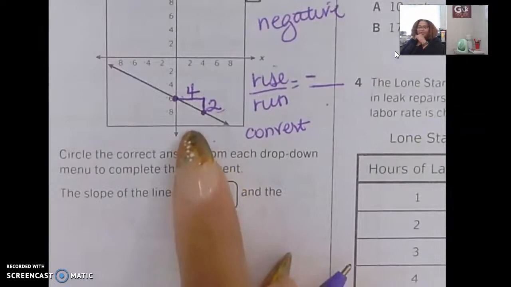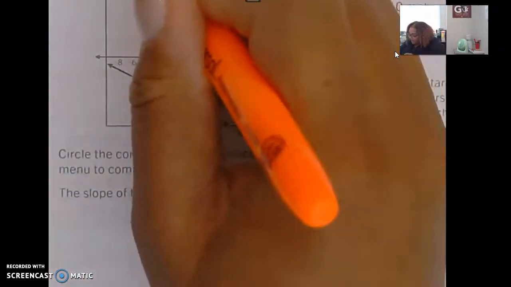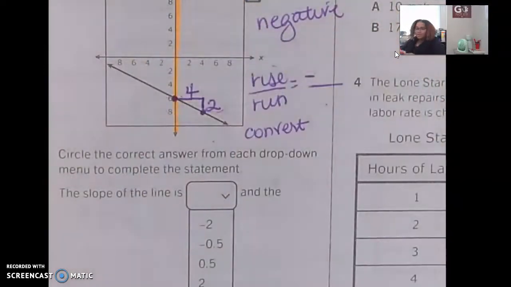Then it says the y-intercept. Where does it cross the orange line? So we need to look at where it crosses that orange line and go from there.